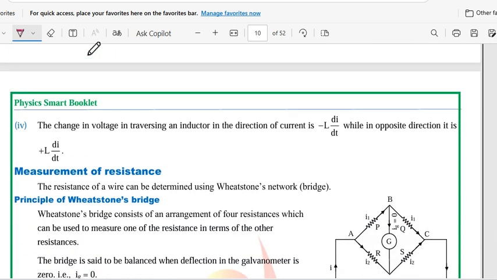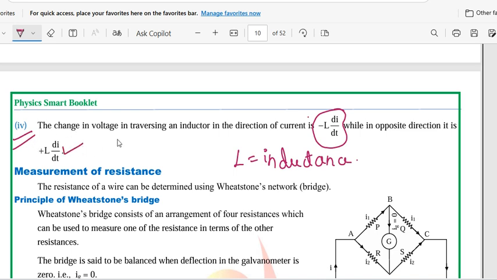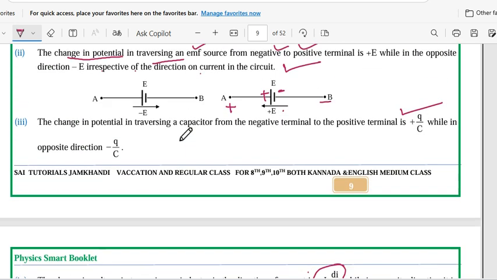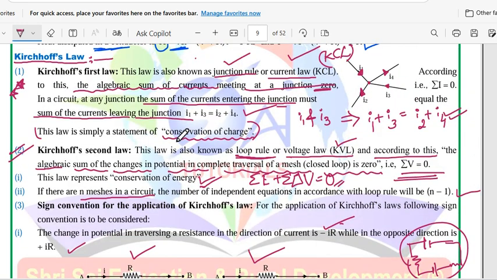If you consider the change in voltage in traversing an inductor in the direction of current, it is equal to minus L di by dt. According to the direction of the current, it will be negative. Here L is the inductance. While in the opposite direction, it is equal to plus L di divided by dt. So these are all the phenomena related to Kirchhoff's laws.